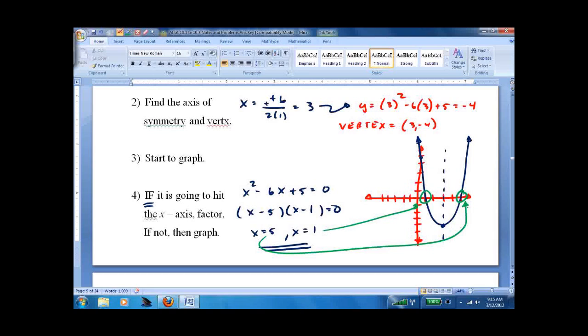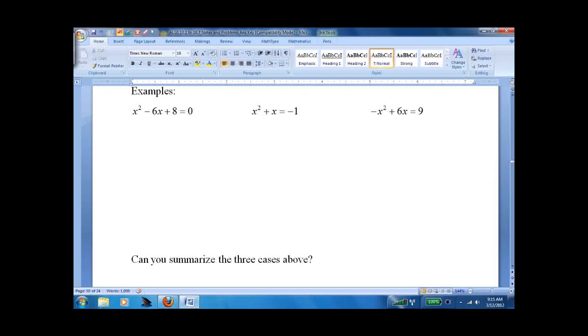So that's it. That's what I want you to do. Graph it. You might graph it and find out it's above the axis. Then don't bother factoring. There's no roots. There's no solutions. Here's some examples.